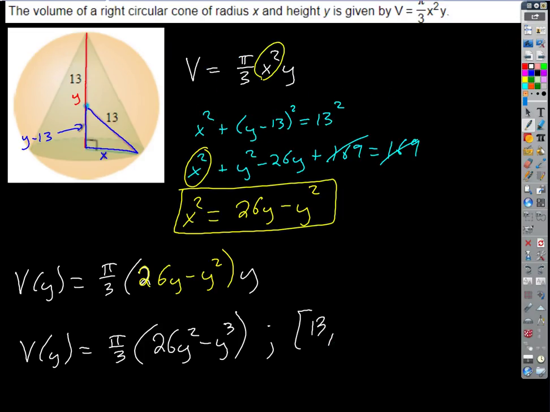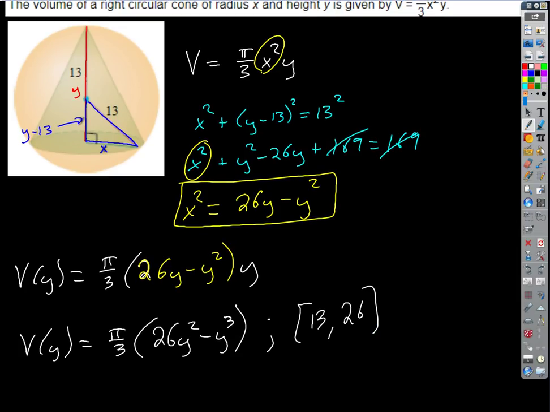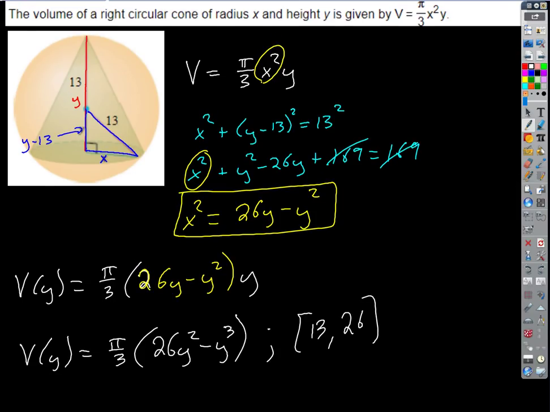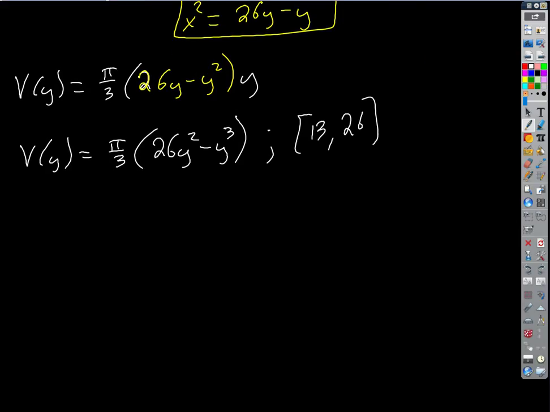13 is a radius, and 26, right? We know somewhere in there's going to have to be a maximum, okay? That make sense? Okay. So it helps to not start at 0. We know we can start at 13. Makes our job a little bit easier. And then, I would say this is a pretty easy one, really, right?